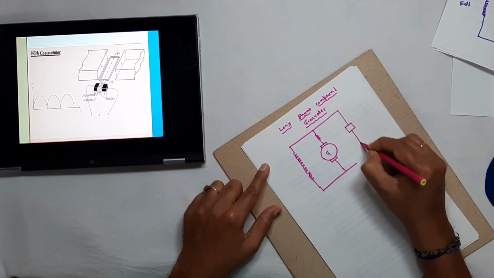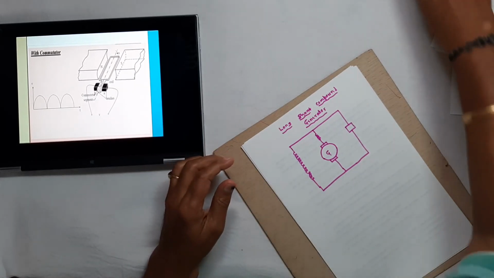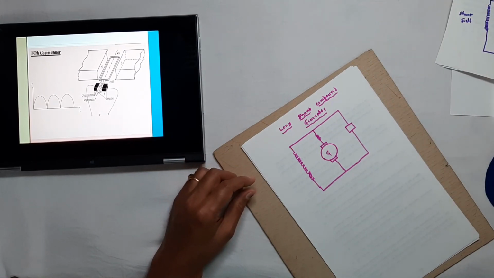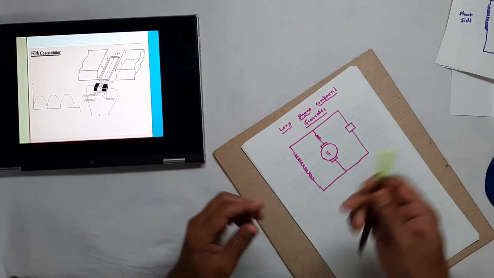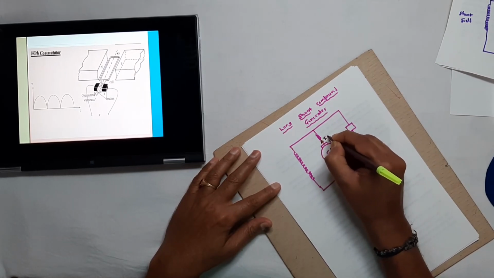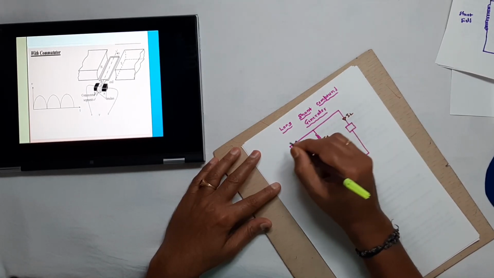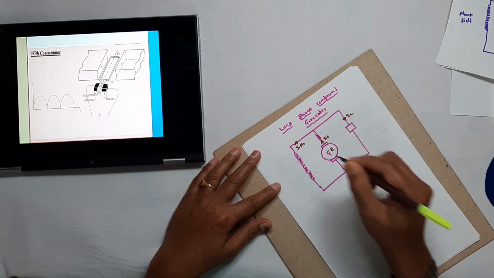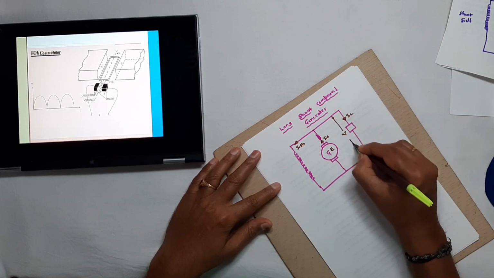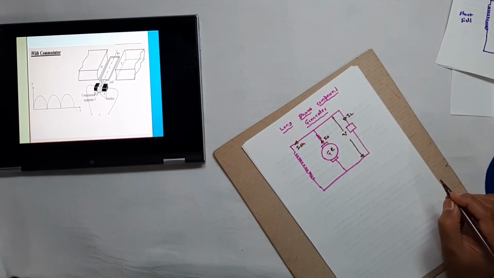Once again, we can mark the different terminology, currents and voltages in this circuit. That is, generated voltage is E, armature current is IA, the load current is IL, current in the shunt field is ISH, and the voltage across the load is V. Once again, the same terminologies are used: terminal voltage, load current, armature current and shunt field current.